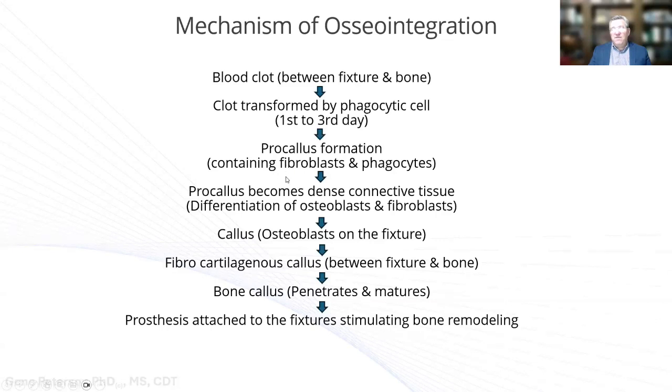You want to have the procallus formation, the formation of the fibroblasts and the phagocytes. The procallus becomes more dense and becomes connective, and then you have osteoblast addition with the callus tissue, cartilaginous callus, fixture between the bone, and then you have bone callus that penetrates them and matures, and then your final, then you have complete integration. You've got good bone formation that you can now create a prosthetic on top of.